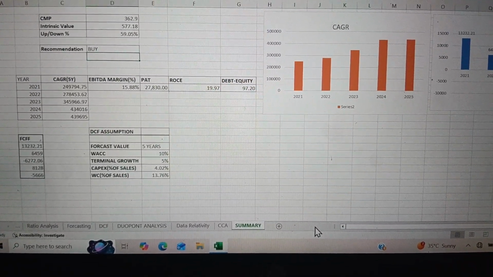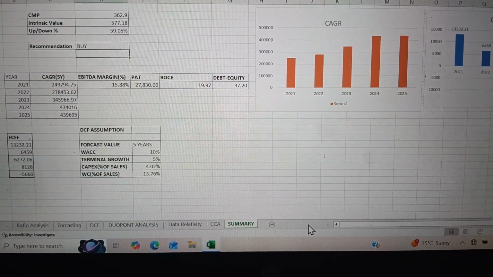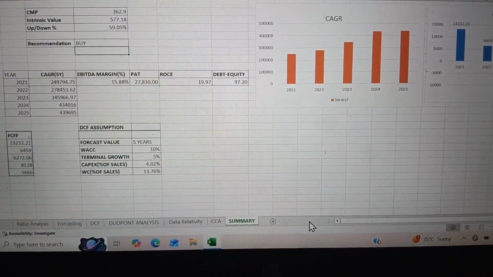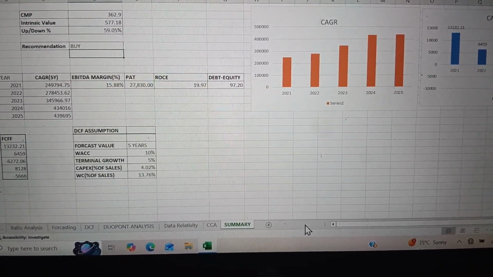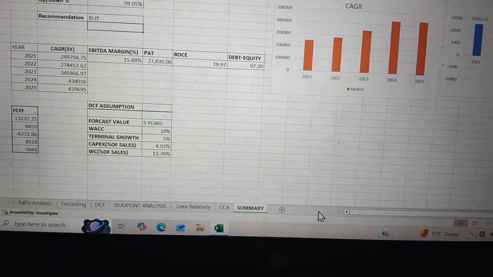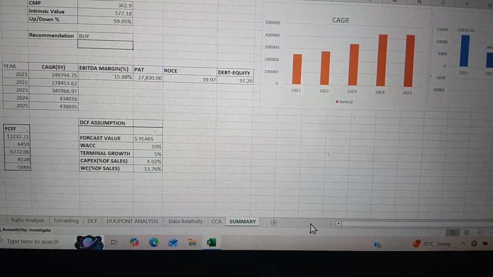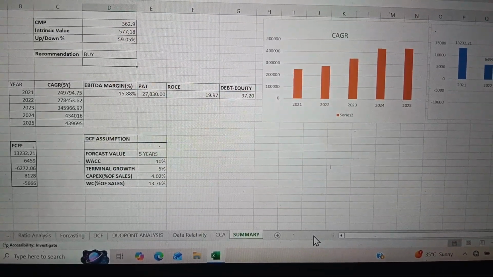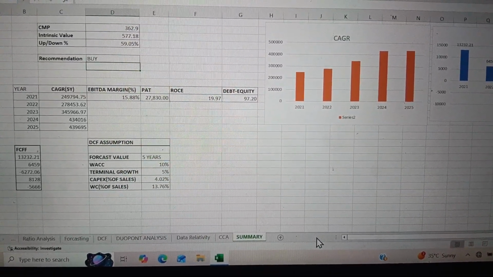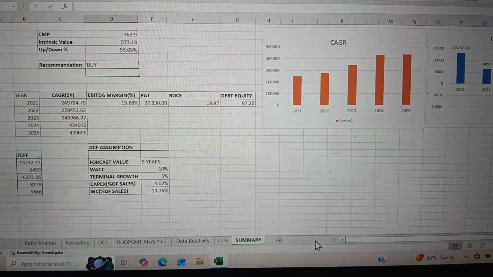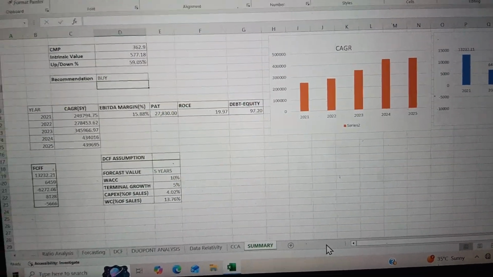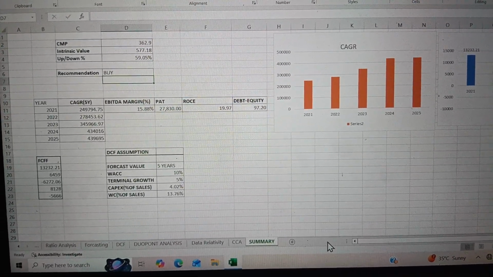Through this, we can see that the CAGR of the company is increasing till now, and the cash flow of the company. We have also calculated the intrinsic value, ups and downs of the company, which signifies the buying recommendation for the investment, that in the future it will grow at possible margins.